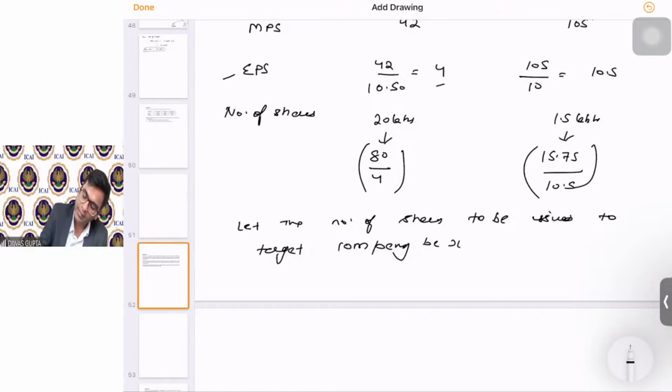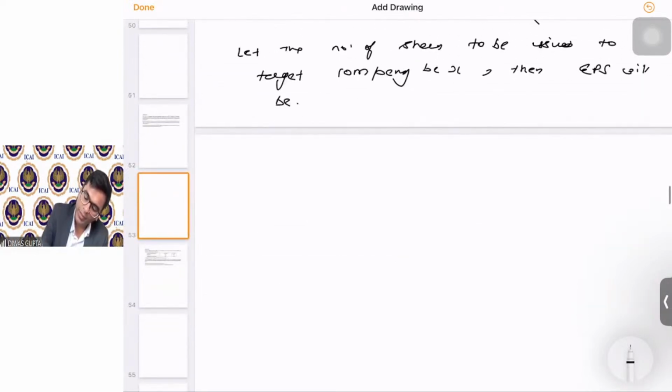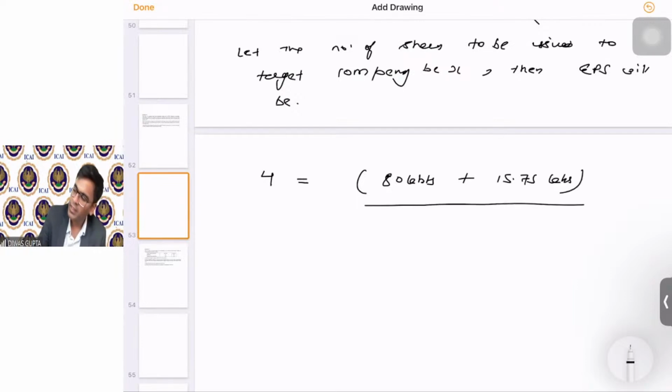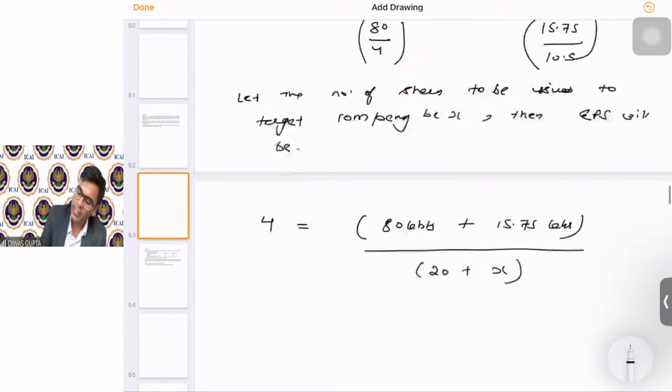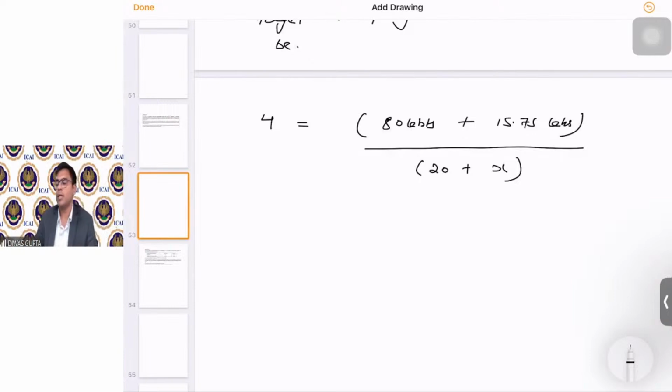be X, then EPS will be how much? 4 rupees is equal to what is the total earnings? 80 lakhs for the acquiring company plus 15.75 lakhs for the target company whole divided by 20 plus X. 20 are the existing number of shares and X is the new number of shares.